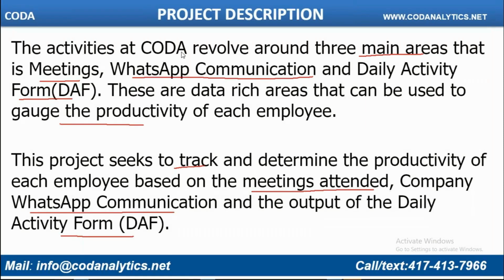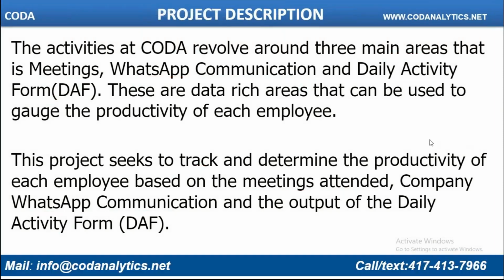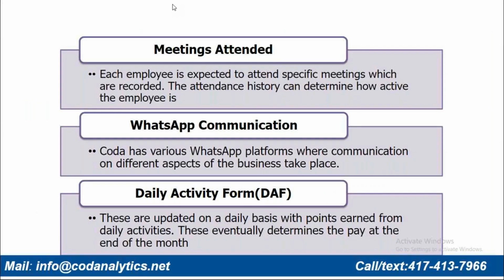So let's go ahead and look at the next part, which is how these data sets look. We can start with the meetings attended. Each employee is expected to attend specific meetings which are recorded, and the attendance history can determine how active an employee is. So that is the meetings attendance. We have various meetings that employees attend on a daily basis, and all the meetings are recorded. This is going to make up one of the data sets that we are going to use to gauge the productivity of each employee.